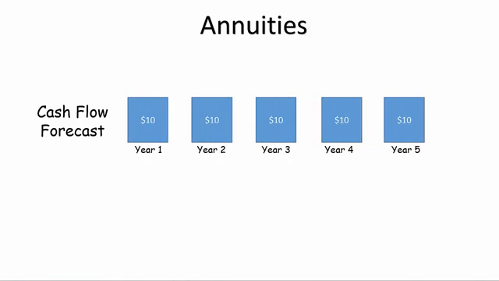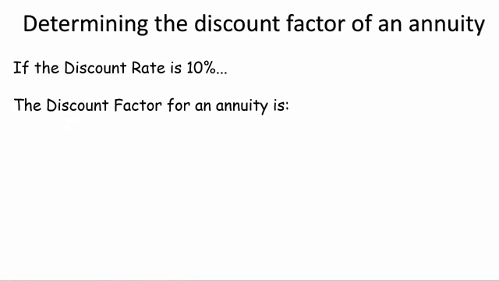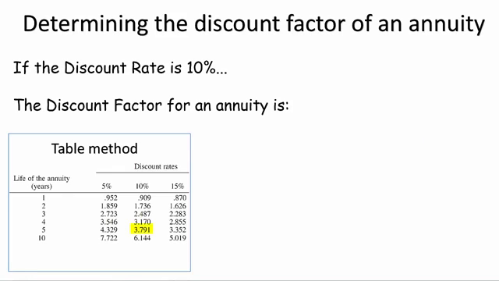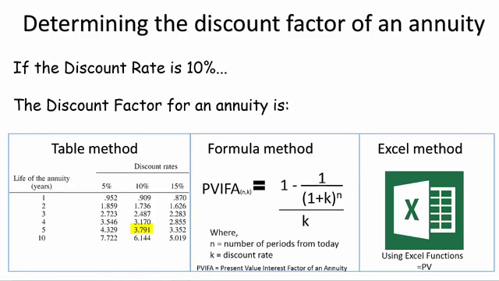What if instead I promise to pay you $10 for only the next 5 years and not forever like I did in the previous example? How much is this worth? We call this an annuity. When the cash flow forecast only occurs for 5 years, we need to look up the discount factor in a different table or use a different formula. We call this the discount factor of an annuity, or the present value interest factor of an annuity. They mean the same thing.